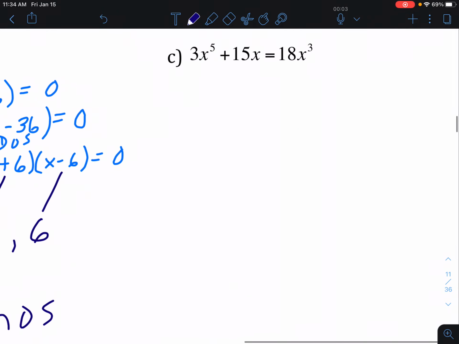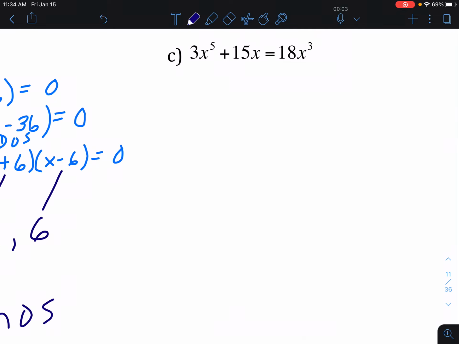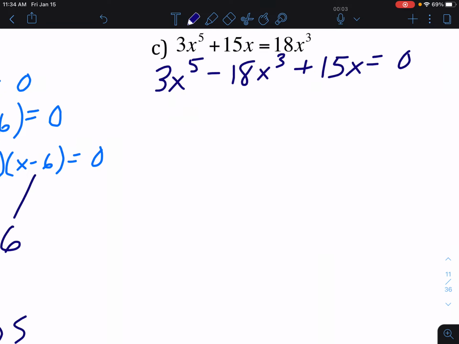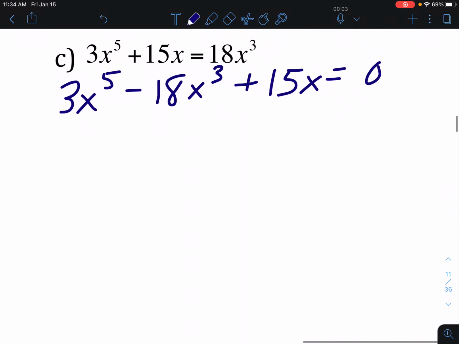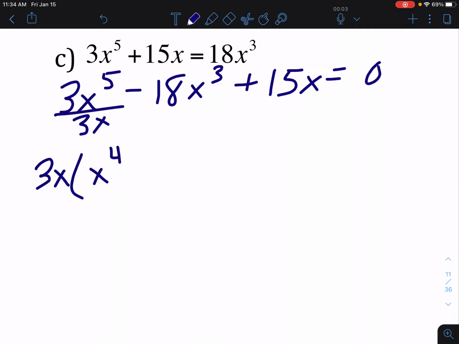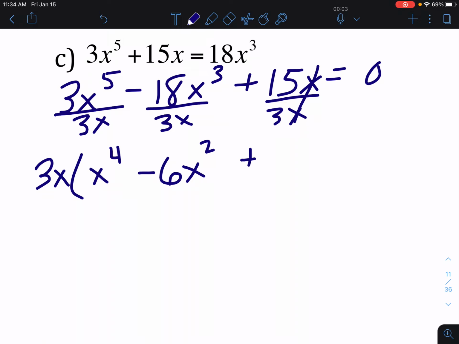All right, letter C. We need it set equal to 0. So we need to subtract 18x to the third from both sides. Notice my placement of it. It has to be in standard form, highest exponent down to the lowest. Now I'm doing my GCF check. Yep. 3 and x. Divide by 3x to have 1x to the fourth. Divide minus 6x squared and divide plus 5.